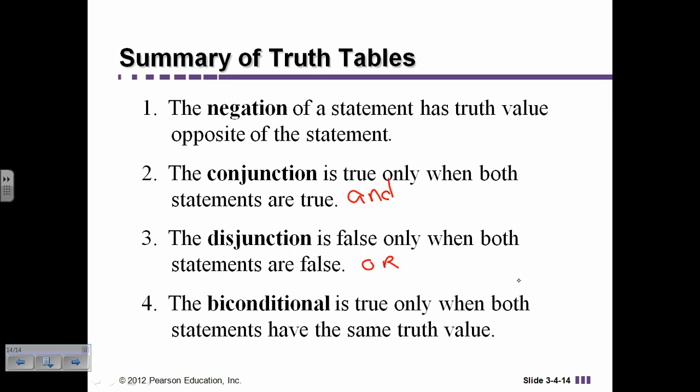And a biconditional statement is true only when both statements have the same truth value. Only when both of them have the same truth value. So if we look at that table that we looked at just a minute ago with the biconditional statements, you'll notice that when both of them are true or both of them are false, the results were true. Otherwise, the results were false.